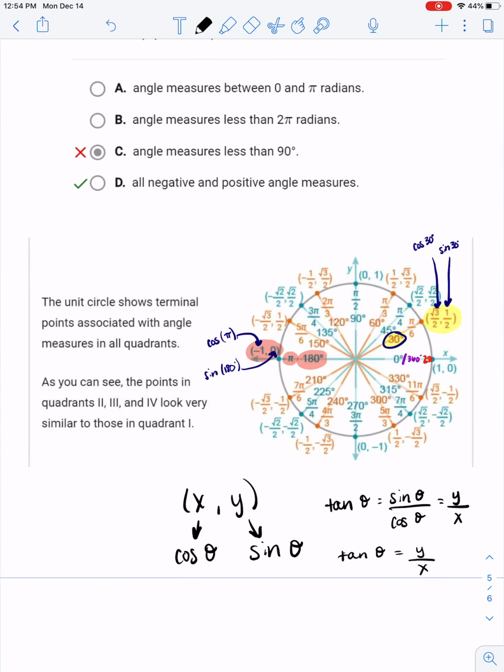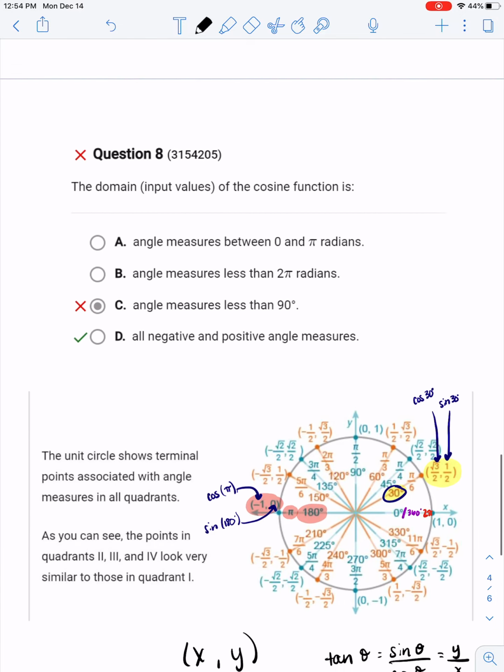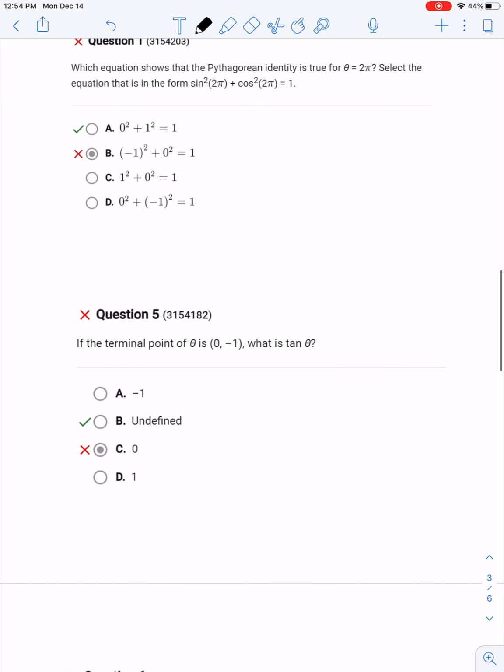Okay, so we're going to refer back to that. I took that picture straight from Apex. So I think it was the 11.3 study, 11.3.1.